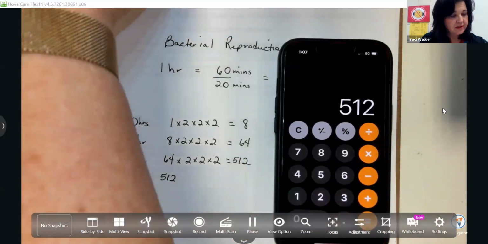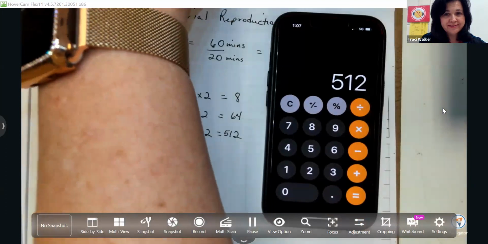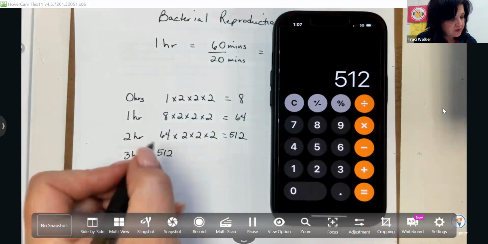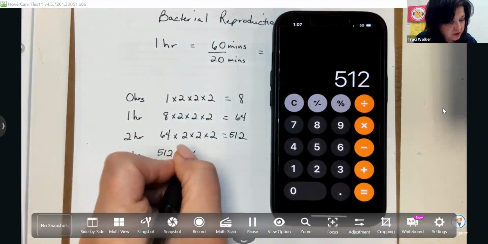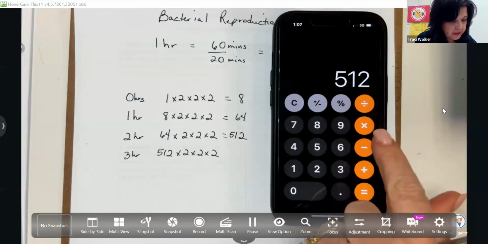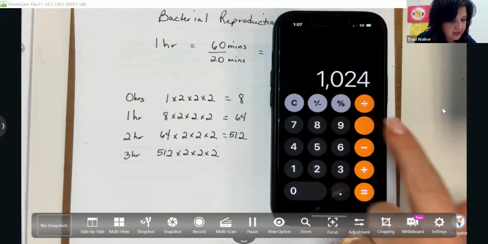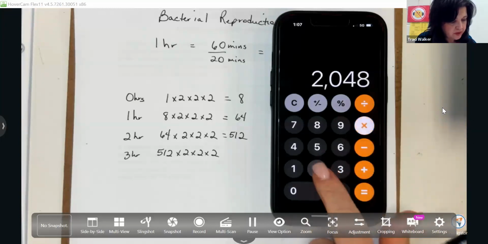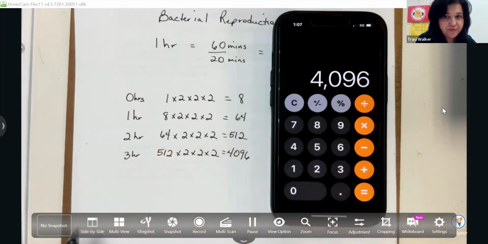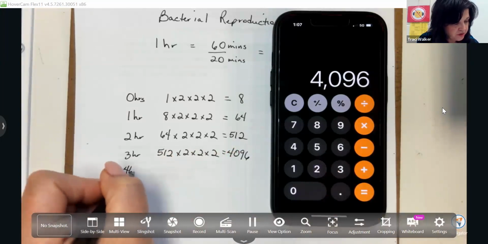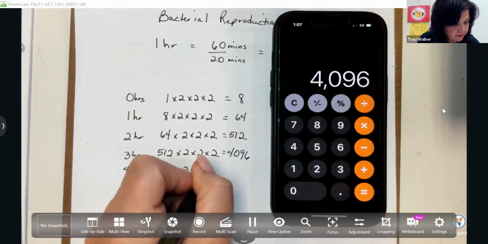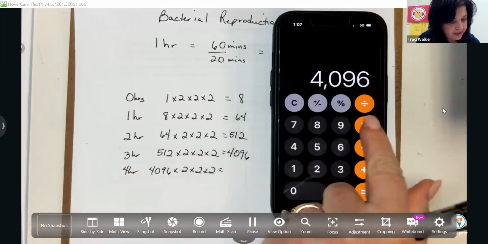So now it's just going to keep going. Okay, they're just going to keep doing what they do, keep reproducing. So from 3 hours to 4 hours, they're going to multiply, replicate themselves every 20 minutes. So 512 times 2 times 2 times 2 equals 4,096. At 4 hours, we have 4,096 that they're going to start replicating between 4 and 5 hours.